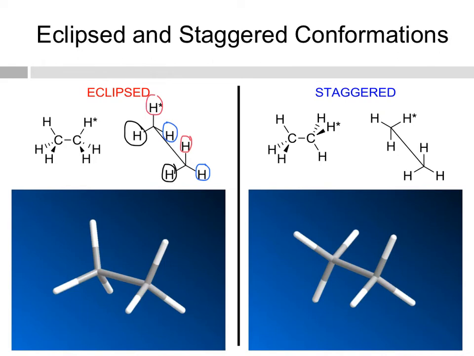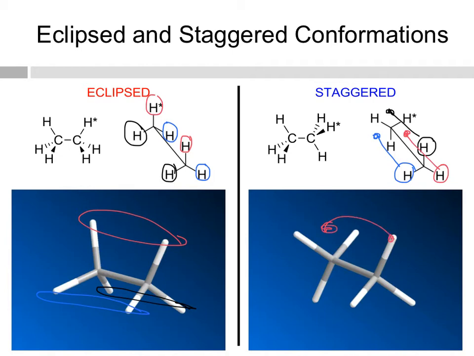If you look at the staggered conformation, you can see that none of the hydrogens are directly behind each other. So this one has nothing behind it here. This one has nothing behind it here. And this one has nothing behind it here. Since they're all out of line, it's called the staggered conformation. And again, you can look at it using a stick model, and you can see that these two are eclipsed, these two are eclipsed, and these two are eclipsed. In a staggered model, directly behind this hydrogen, there's nothing, there's just empty space.